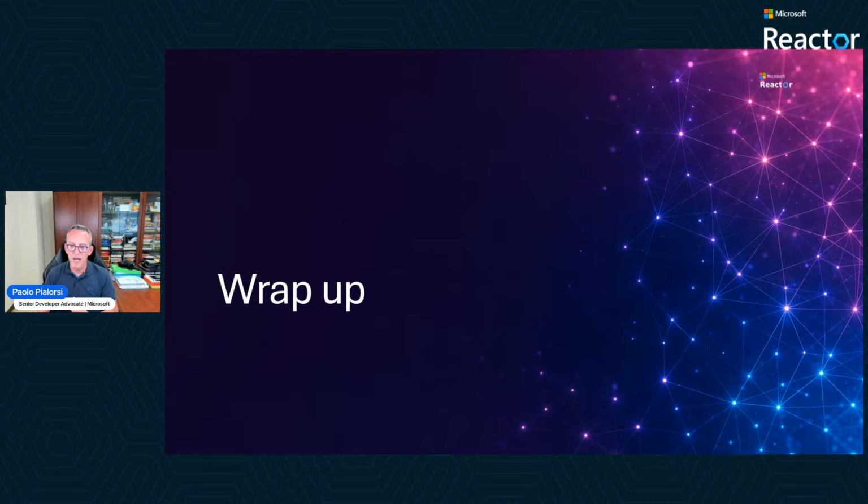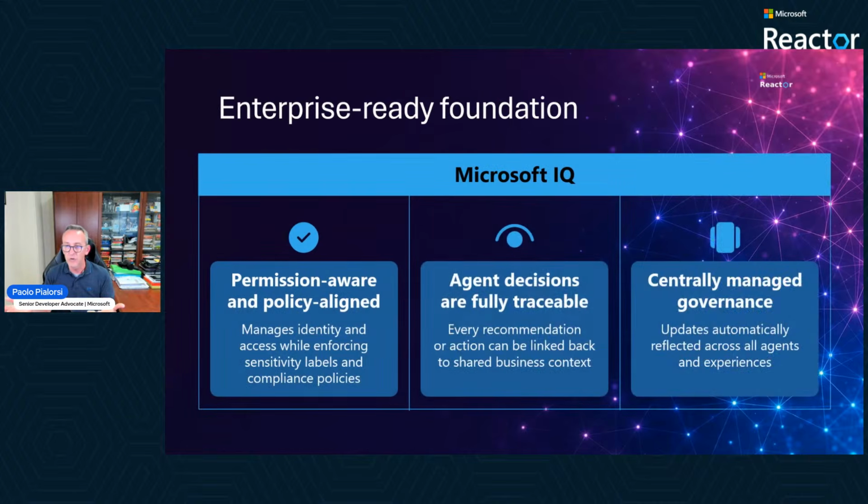So just to wrap up, WorkIQ, as I said, is part of the Microsoft IQ offering. And the reason why is that all of the IQs are permission aware, aligned with the policy of your company. They allow you to do tracing, and they allow you to do proper governance of all of the content and information you access through the IQs.